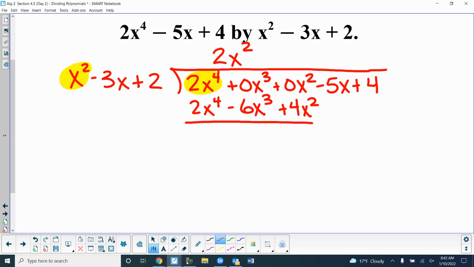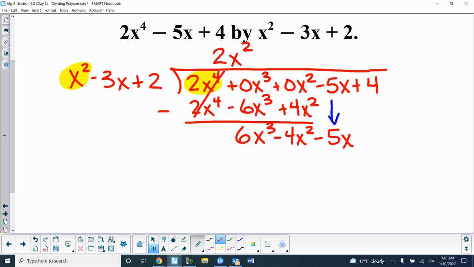Subtract them all, yes. And 2x to the fourth minus 2x to the fourth cancel out. 0x cubed minus a negative 6x cubed is actually positive 6x cubed because minus a negative is addition. And then 0 minus 4x squared is a negative 4x squared. Now, what do you do before you divide again? Bring down the negative 5x. Drop that down.